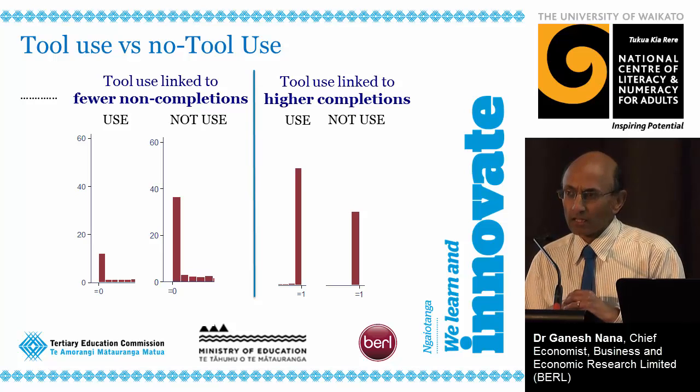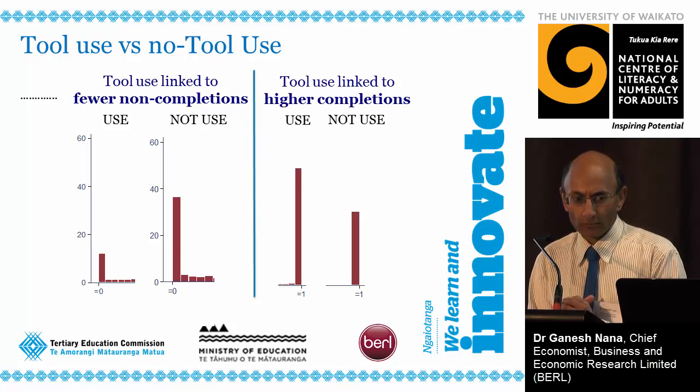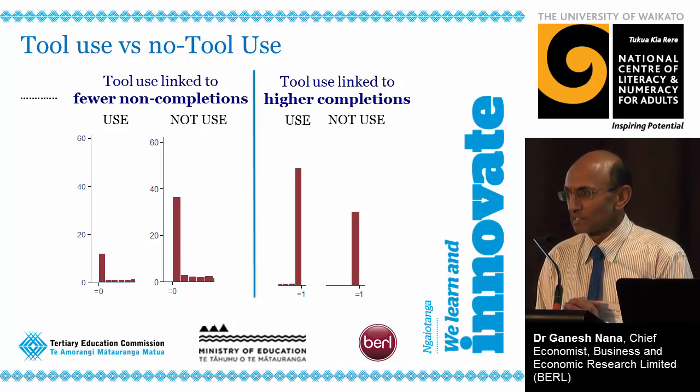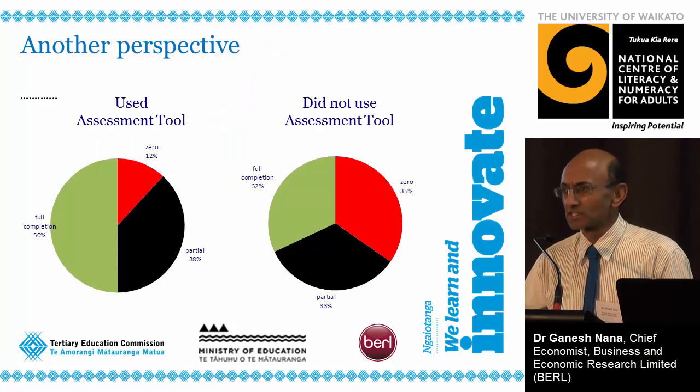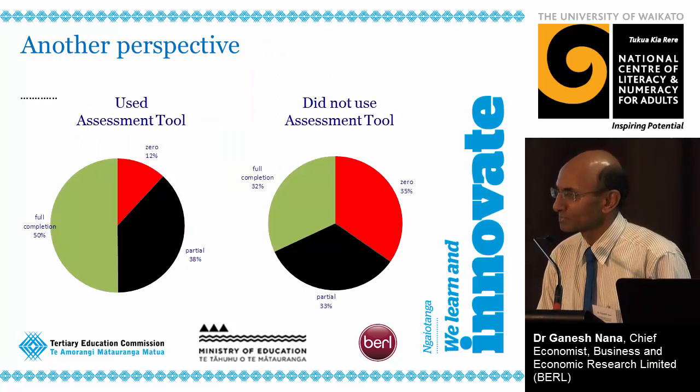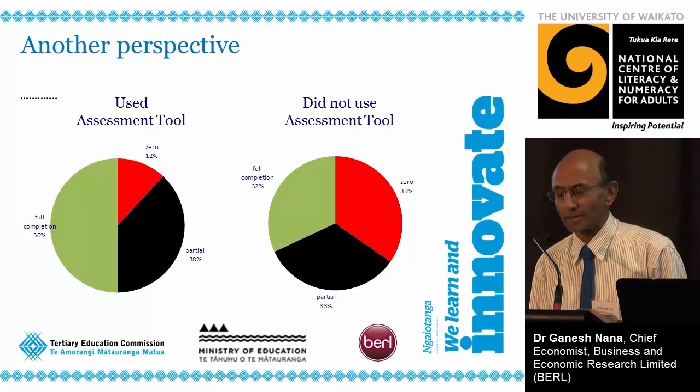And again, you've got the reverse, a higher percentage in terms of completions for those who used the tool versus those who didn't use the tool. So that's just from pictures. And for those who don't like those pictures, here's the same data in a different set of pictures. I find this a lot simpler to look at.